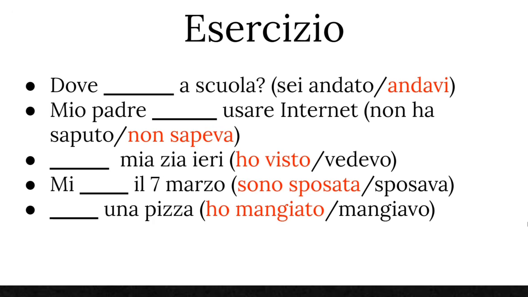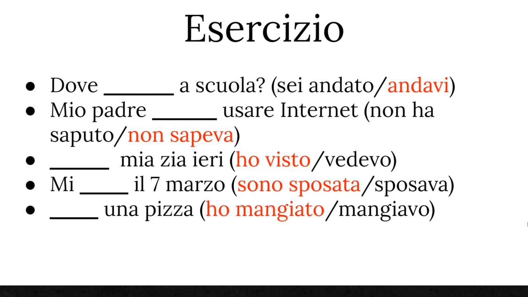Ho visto mia zia ieri. So here you really need to use the passato prossimo because it was a one-time experience. Yesterday you went out, for example, and you met your aunt. Okay, it's not a repetition. Mi sono sposata il 7 marzo. I got married on March the 7th. That's a one-time experience in general, okay?